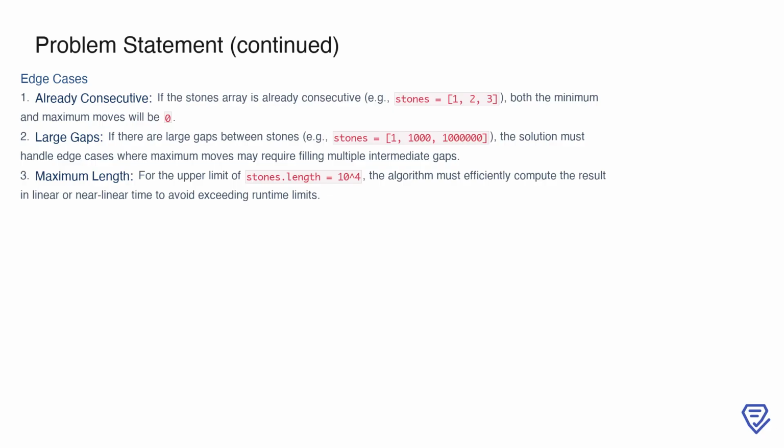Finally, given the constraint that the array can have up to 10,000 elements, the algorithm must be efficient, ideally running in linear or near linear time. This ensures it can handle the upper limits of the input size without exceeding runtime constraints.